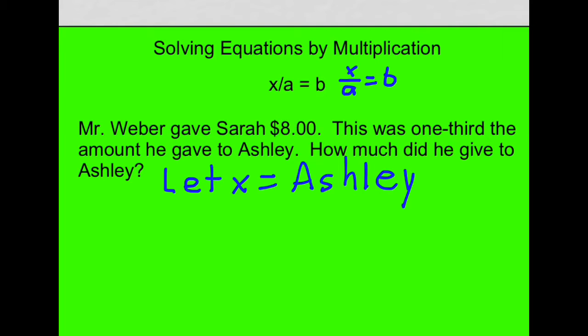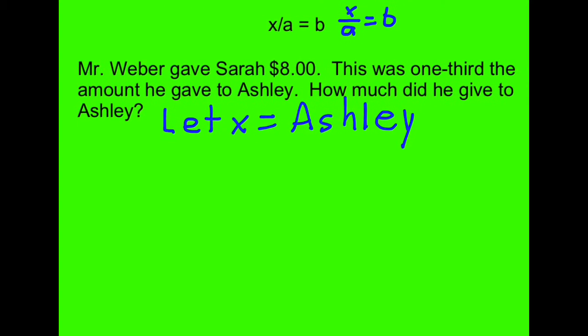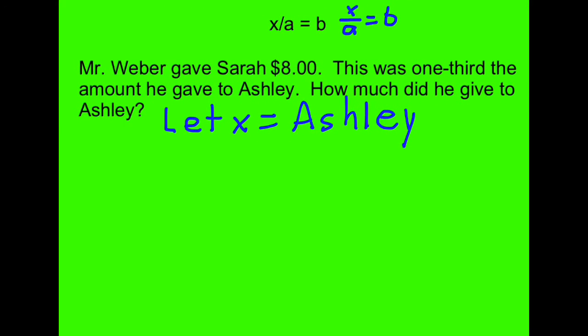All right. Now, in the problem, it says Mr. Weber gave Sarah $8, so we'll hold on to that for a second. This was 1/3 the amount he gave to Ashley. Well, we have said that Ashley is X. So how would I show 1/3 of X? Well, I would show X divided by 3. And X divided by 3, I could write as a fraction like that. X divided by 3.